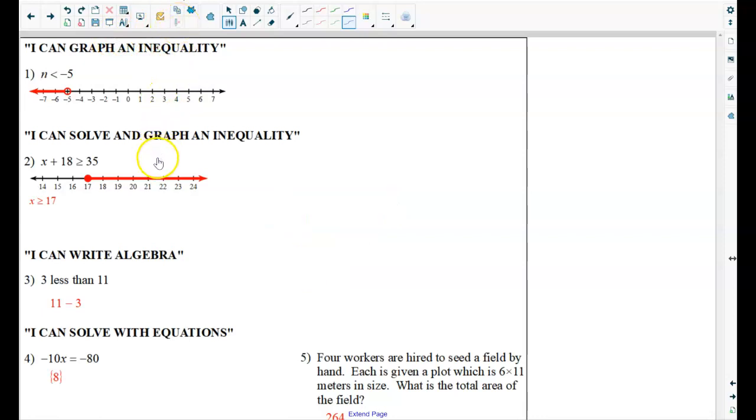Let's see here. For number 5, 4 workers are hired to seed a field. Each is given a plot, which is 6 by 11 meters in size. What is the total area? Okay. These area prompts, if they give you a drawing, an illustration, great. If not, get your pencil and draw it out for you. Okay. So 4 workers, each given a plot.